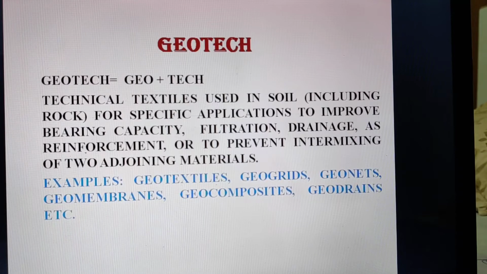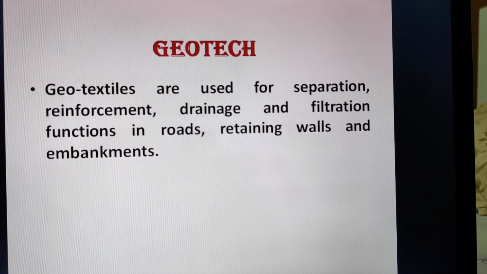For example, mostly they are called geotextiles, geogrids, geonets, geomembranes, geocomposites, geodrains, etc. In general, they are also called geosynthetic materials. So the basic function and use of geotech is in civil engineering or environmental engineering. They are largely used in civil construction, and we will talk briefly in detail.